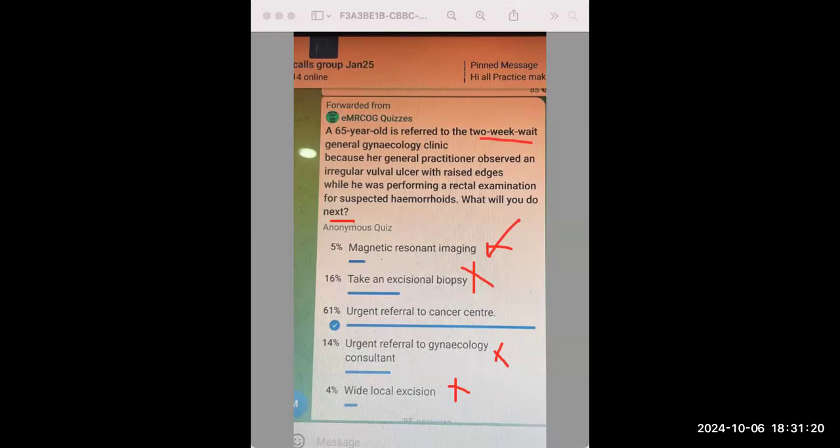So guys, you got it. The best available answer is to refer to cancer center. I don't have the option of the biopsy, correct? So if it is incisional biopsy, this will be 100% correct. Okay? Okay. Thank you very much.